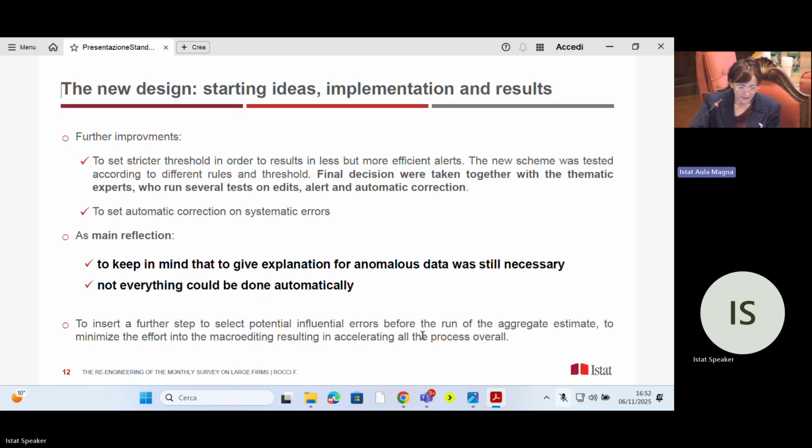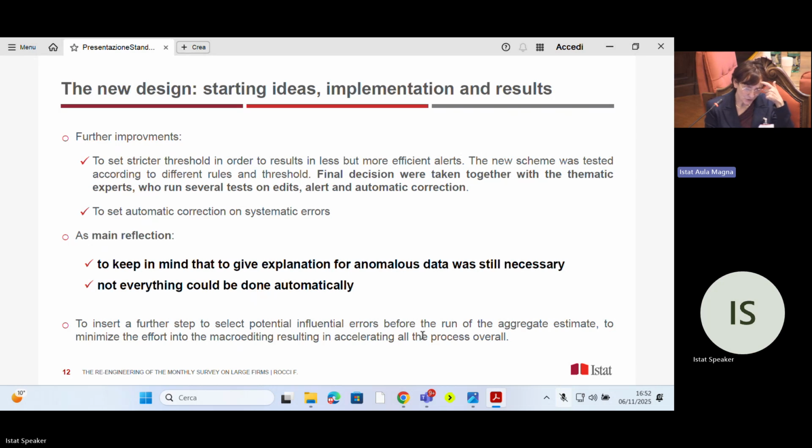Further improvements: we set a stricter threshold in order to result in fewer but more efficient alerts. The new scheme was tested according to different rules and thresholds. Final decisions were taken together with the thematic experts, who ran several tests on edits, alerts, and automatic correction, because we decided at first to set automatic correction for systematic errors.